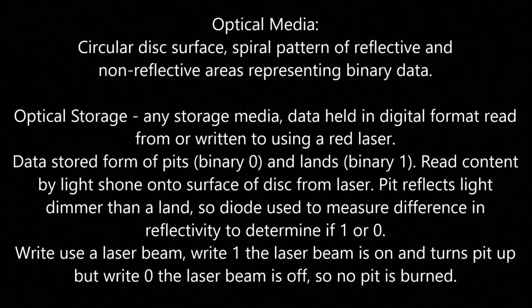Optical media is when a circular disk surface has a spiral pattern of reflective and non-reflective areas representing binary data. Optical storage is any storage media where data held in digital format is read from or written to using a red laser. Data is stored in the form of pits, which are binary 0, and lands, binary 1. They read content by shining a light from a laser onto the surface of the disk, and the pit reflects light dimmer than a land. So a diode is used to measure the difference in reflectivity to determine if it's a 1 or a 0.